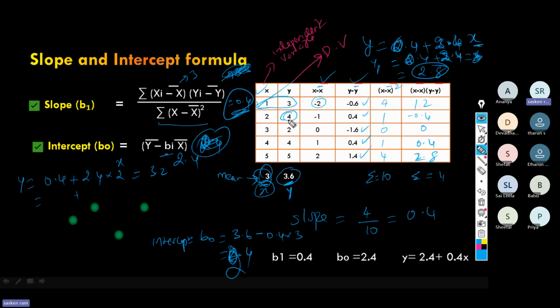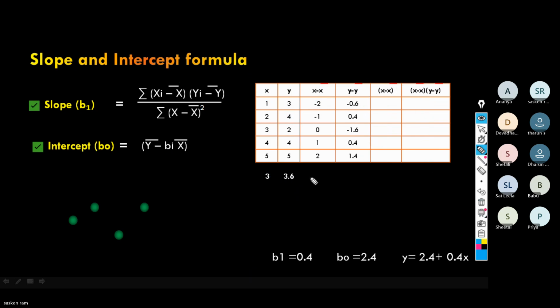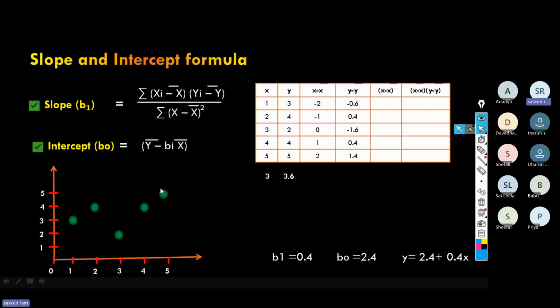So the actual value of the housing price is 4, but the predicted y value after plugging in this value, we are getting 3.2. Likewise, if you want to understand this, you need to compute the values manually. So that's what I plotted here.